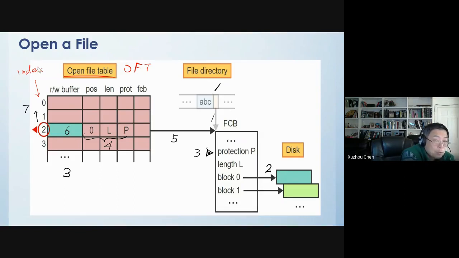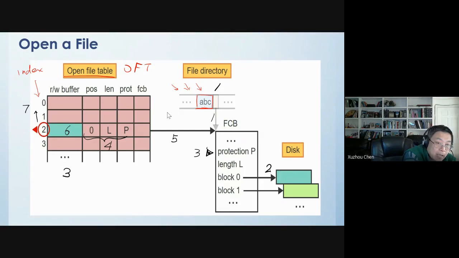So to open a file named ABC, the file system needs to search the directory and find ABC. That's the file I want to open. So the file system searches the directory for a match. Now, if there's a match, the file name ABC has been found.